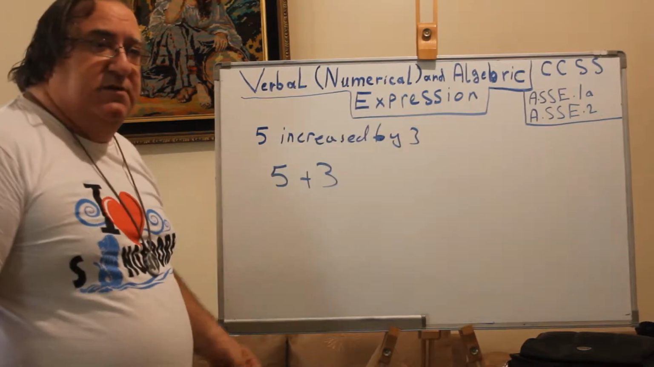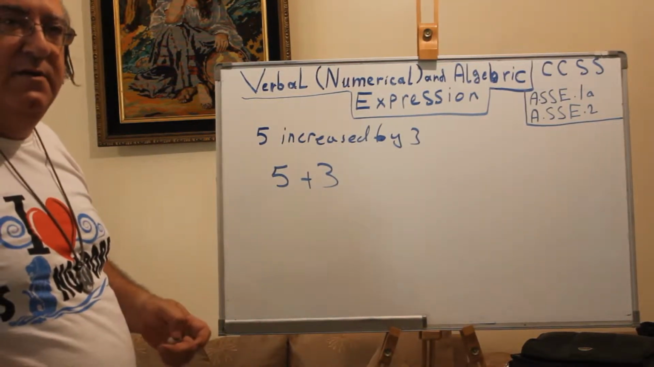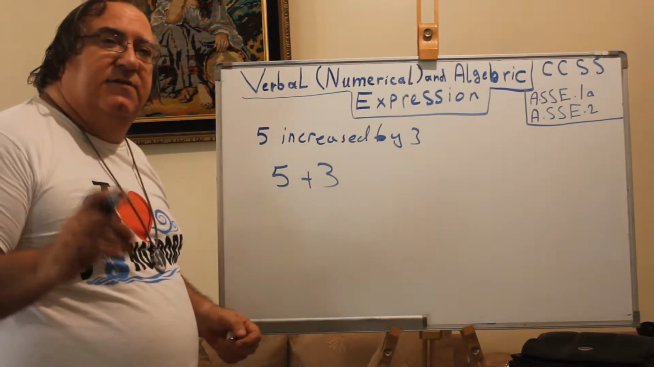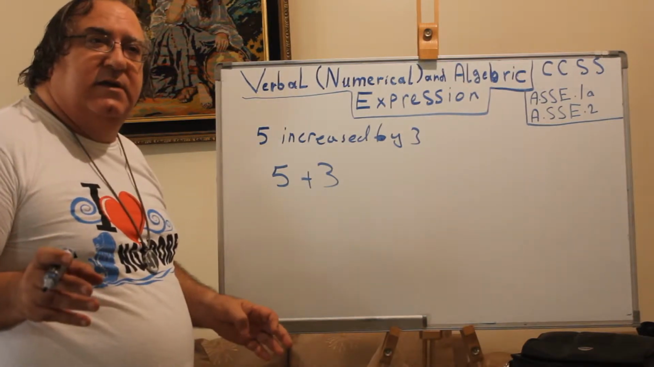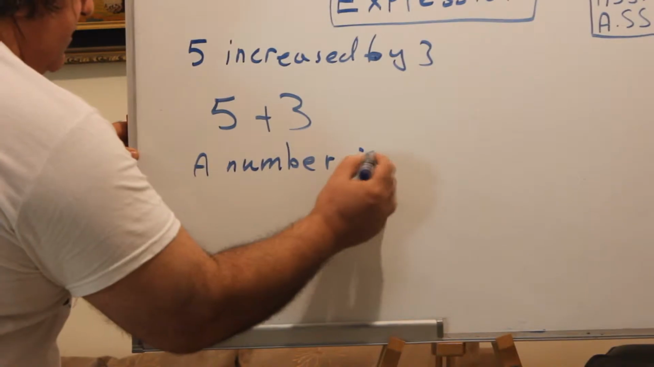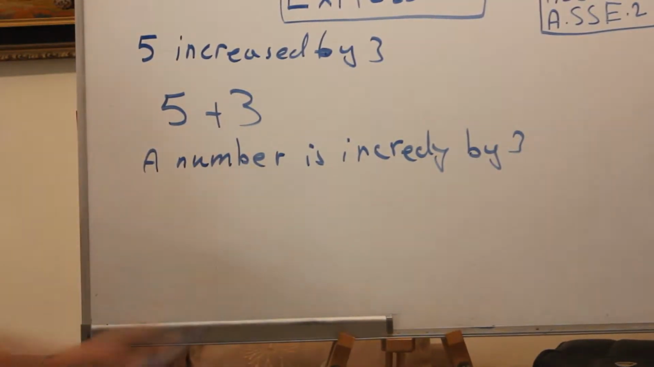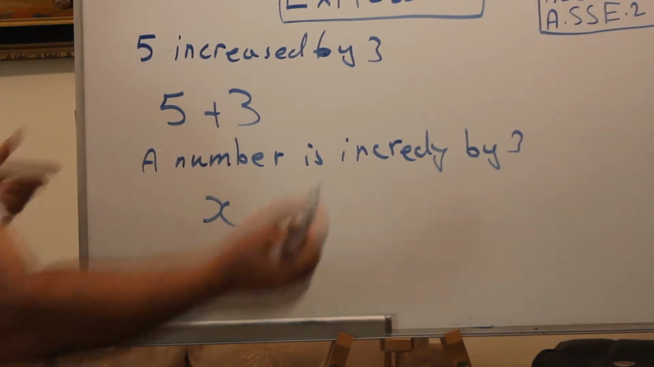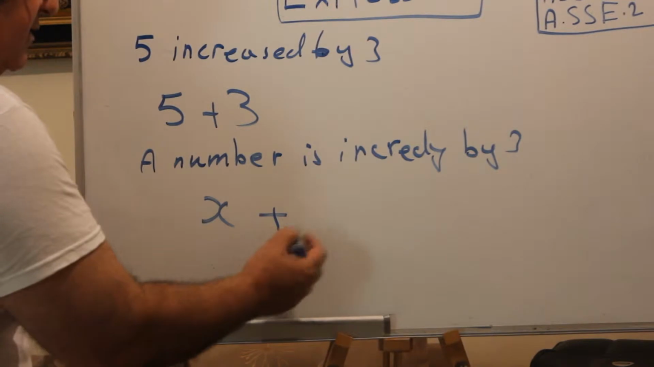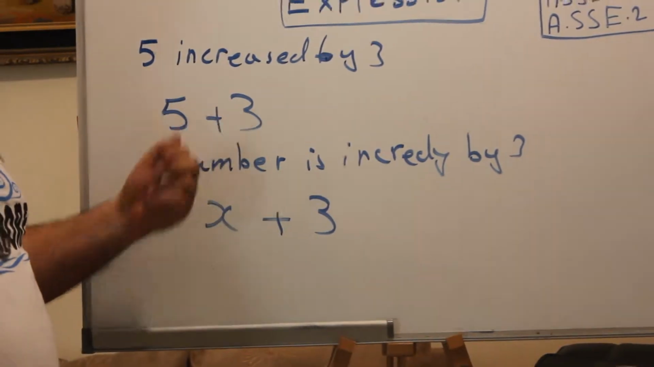In an algebraic expression, you have to use letters. It means there is a variable. This letter X, Y, A, B, C, whatever it is, indicates a variable number. It can take any number. For example, a number is increased by 3. We don't know the number, so we put it as X or Y, and increased means add 3. So this is an algebraic expression, and the previous one is a numerical expression.